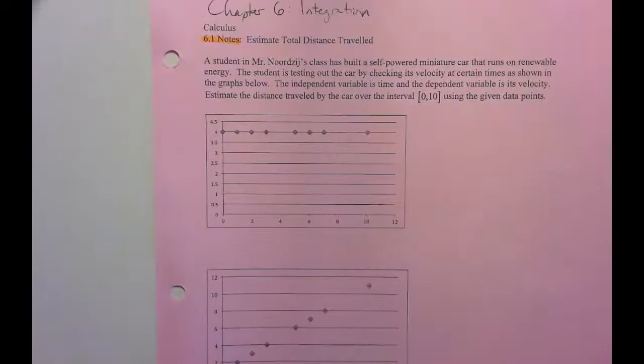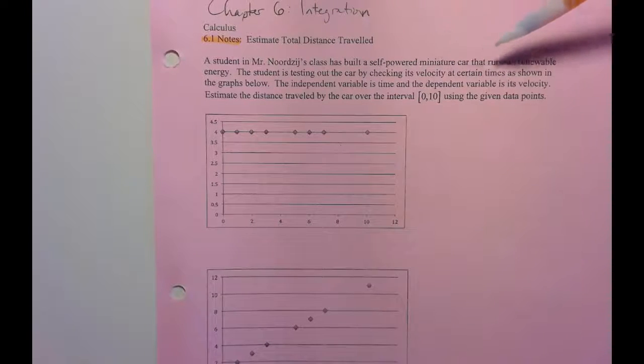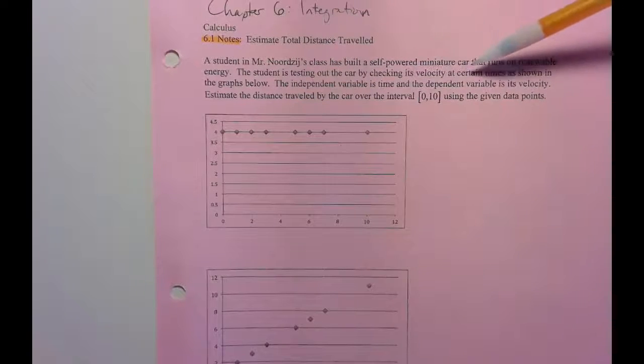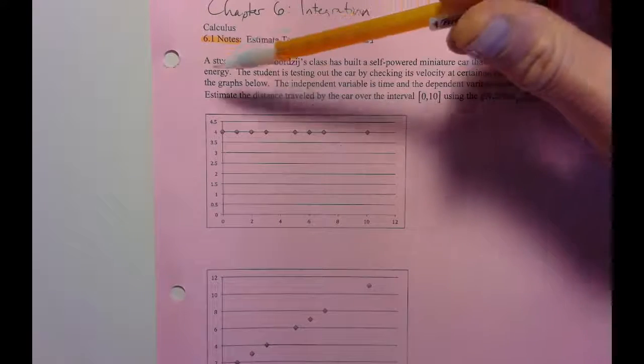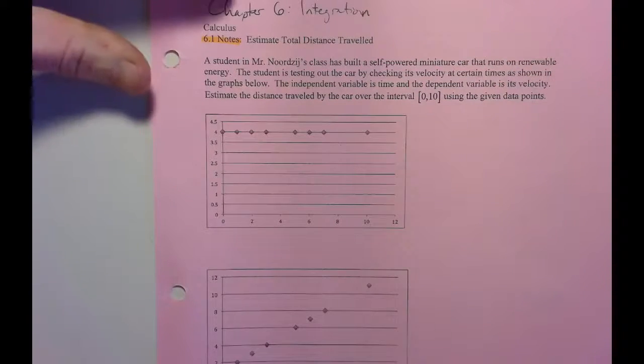Okay. So a student in Mr. Noorzai's class has built a self-propelled miniature car that runs on renewable energy. The student is testing out the car by checking its velocity at certain times as shown in the graph below. The independent variable is time and the dependent variable is its velocity. Estimate the distance traveled by the car over 0 to 10 using the given data points.